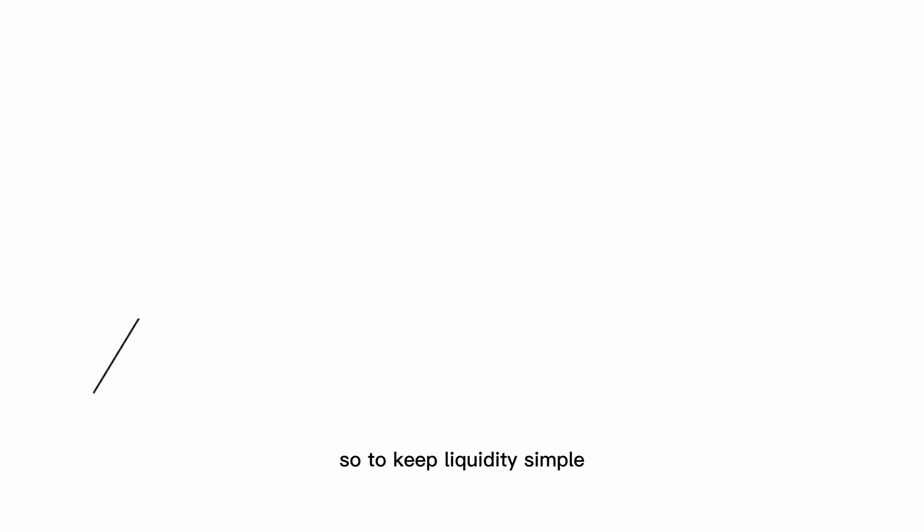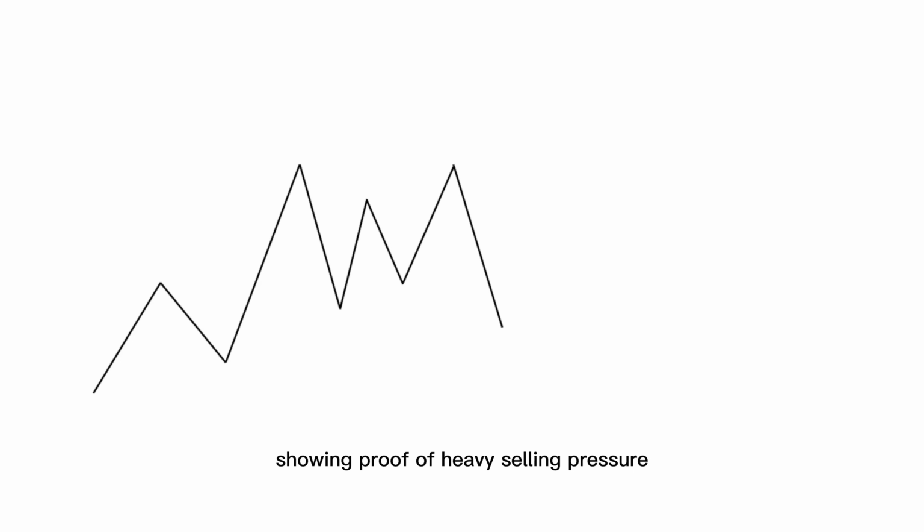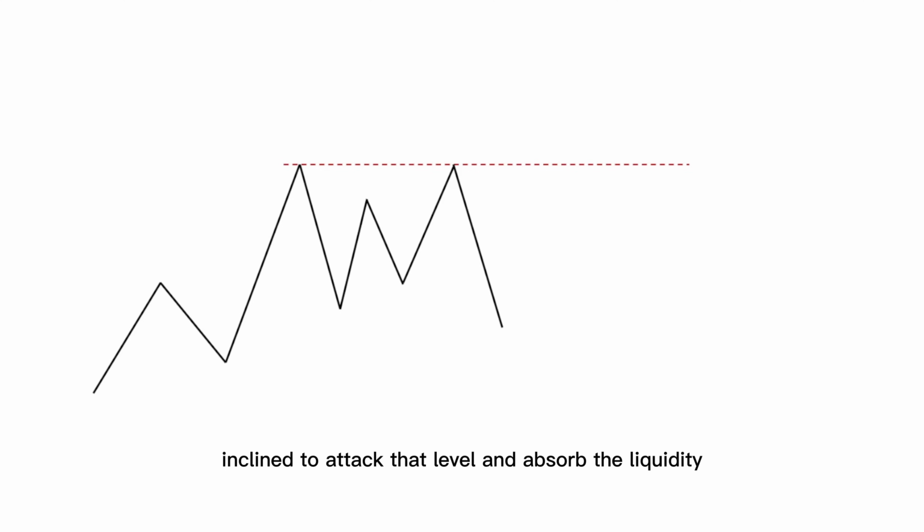So to keep liquidity simple, here's an illustration. You have your swing. Price approaches your swing and rejects, showing proof of heavy selling pressure. And the stop losses from this transaction would be right above those two swings. So eventually, price would be inclined to attack that level and absorb the liquidity.